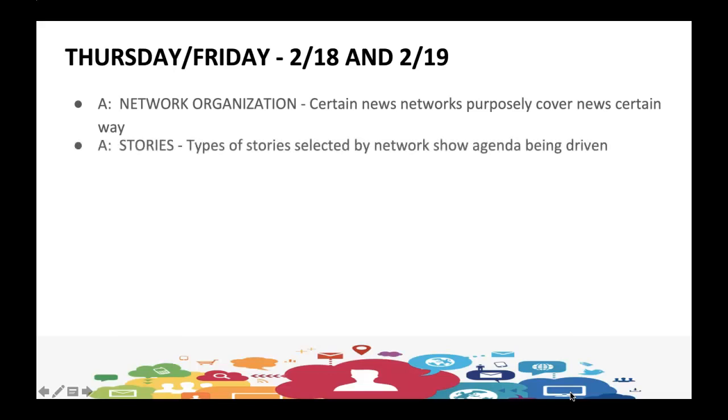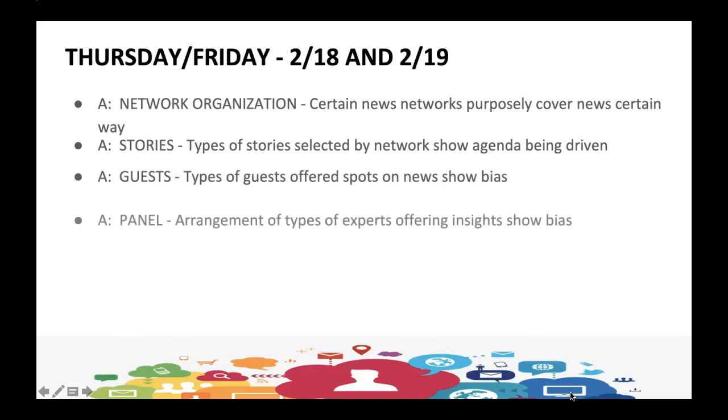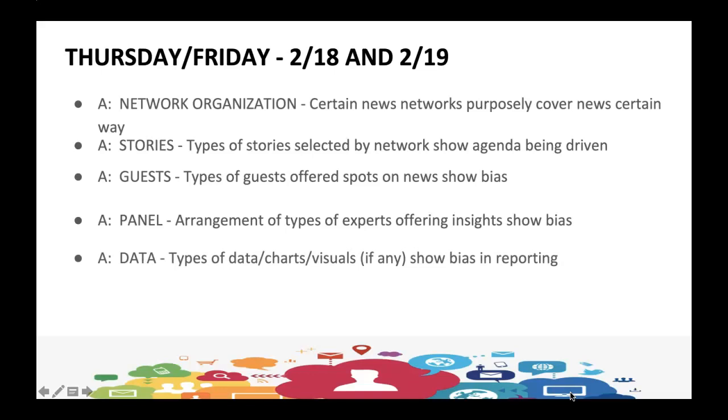Additionally, the stories that are aired that physically make it through the gate on the media can show a certain type of bias or an agenda being driven. The types of guests that are invited to provide insight on shows can also show a specified type of bias. The usage of panels can also be showing signs of bias. So the arrangement of the types of experts that are invited to give insight and the types of organizations that they're from can also show bias. Additionally, data can also show bias too. Types of data, the charts, the visuals, the quotes included, if any at all, can show bias in reporting.